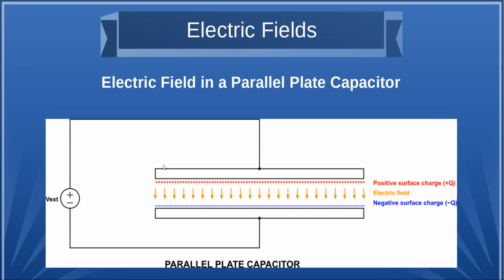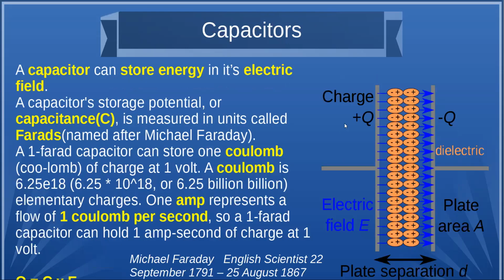and the area or surface area of these plates. So we wind up calling that a capacitor because it can actually store energy in that electric field. And how much it stores, and what we call the fact that it can store that energy, we call capacitance.